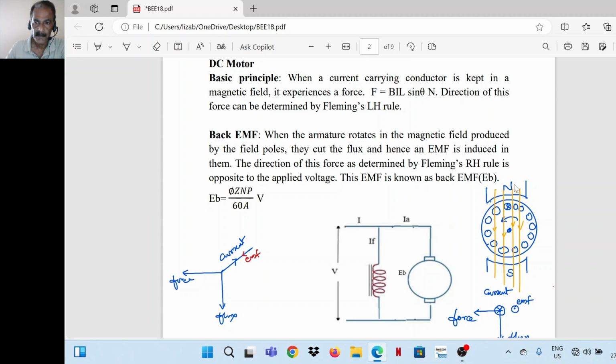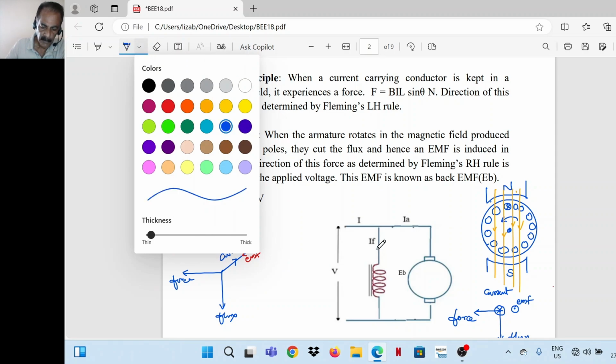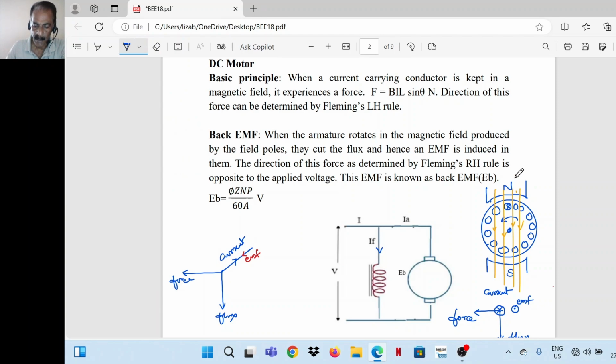See this figure, armature is kept in between two magnetic poles. Now we are applying a voltage across the motor terminals. Now a current will pass through the field winding, so that will produce the necessary magnetic flux. And also a current will pass through the armature conductors. Now the basic requirement is satisfied. That means a current carrying conductor comes in a magnetic field.